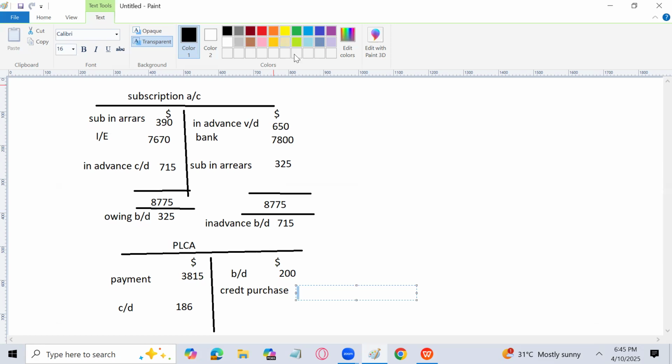So the amount is going to be 400. 38. Yeah. So credit purchase is going to be 3801. That's it. We have found the credit purchases. Now let's see what is the requirement of the question.